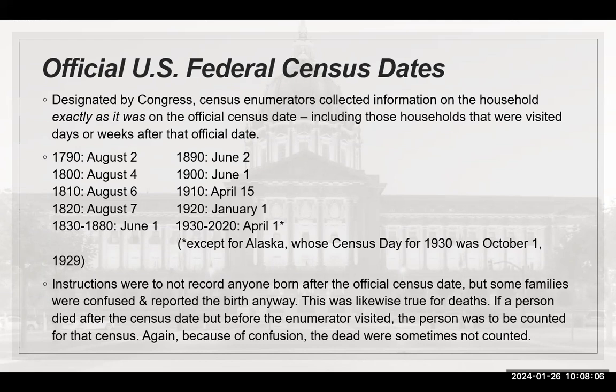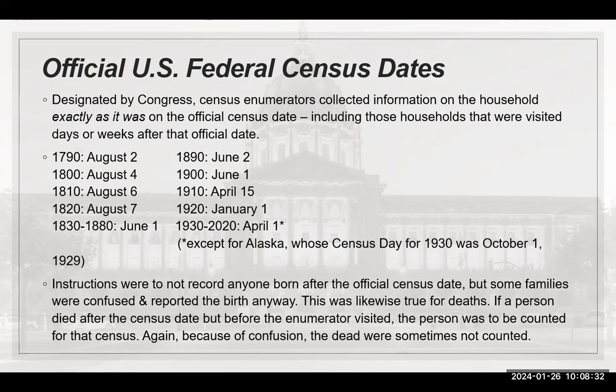So with the census dates designated by Congress, census enumerators collected information on the household exactly as it was on the official census date, including those households that were visited days or weeks after that official date. As you can see from my list here, it wasn't established that April 1st was the census date until 1930.